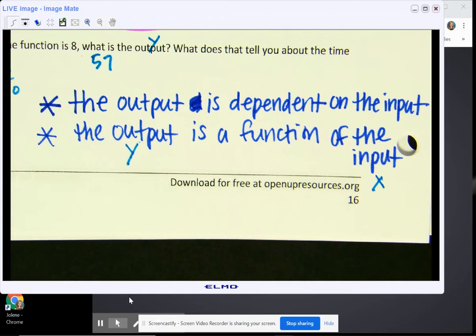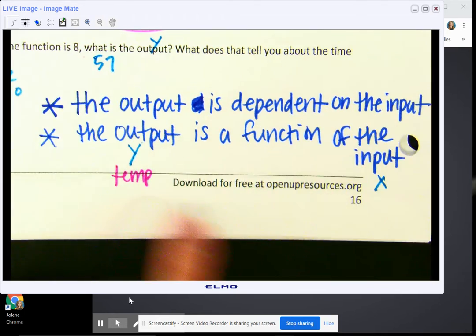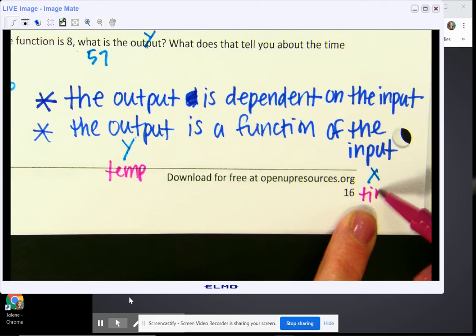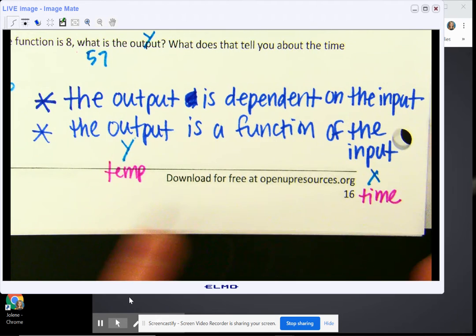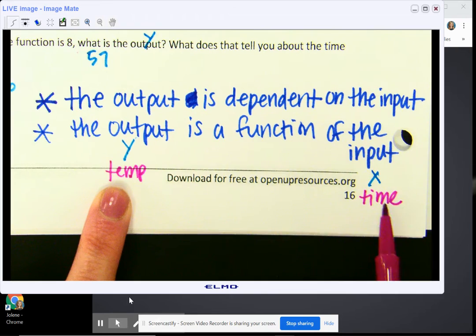What's our y in this scenario here? Thank you, temperature. The temperature is a function of the x, and the x is time, right? So if our y is temperature and our x is time, that means temperature is a function of time.